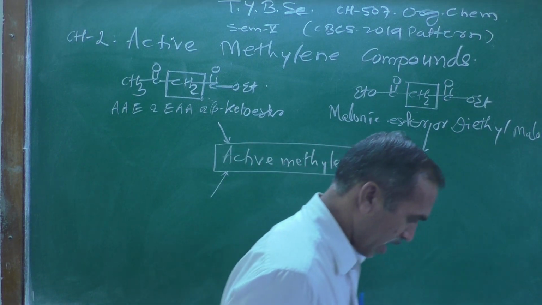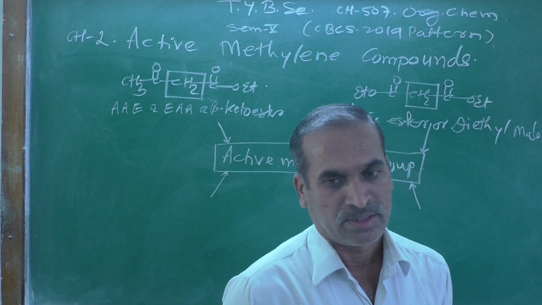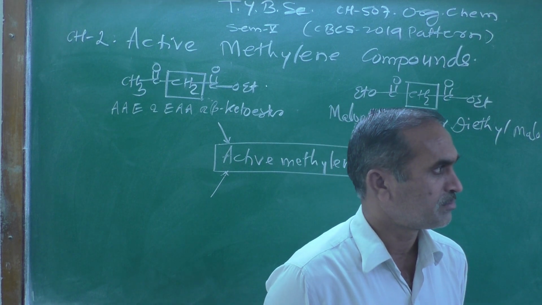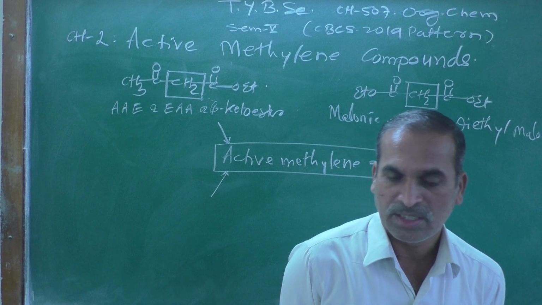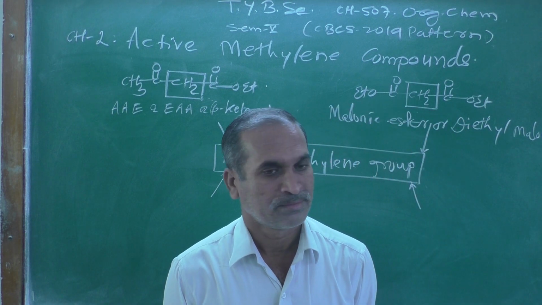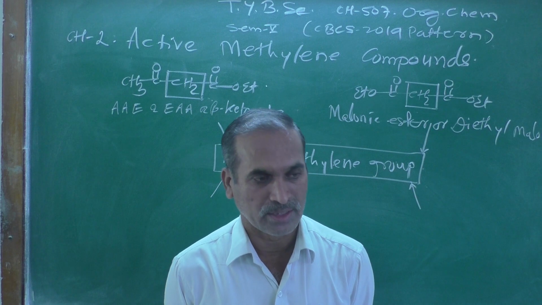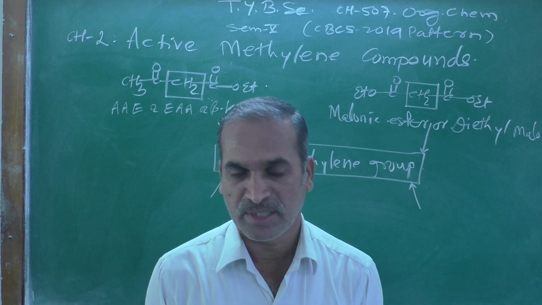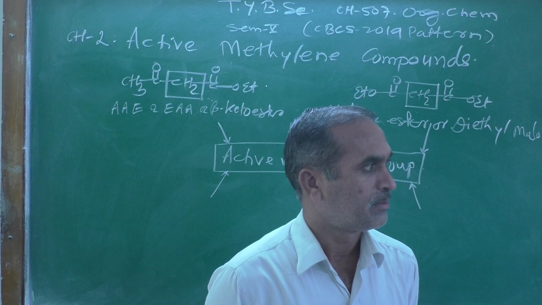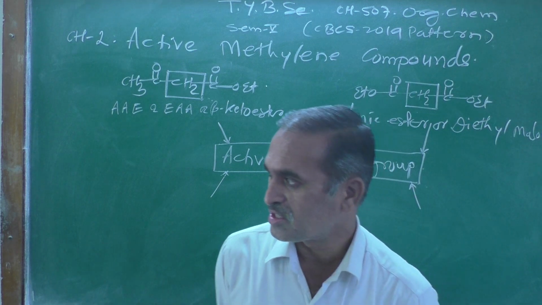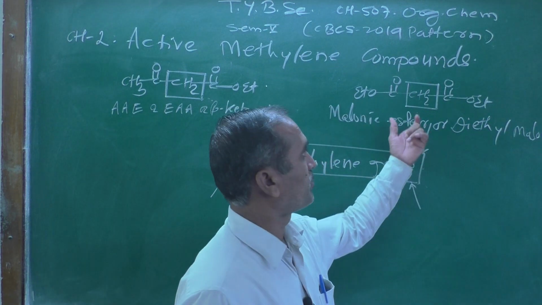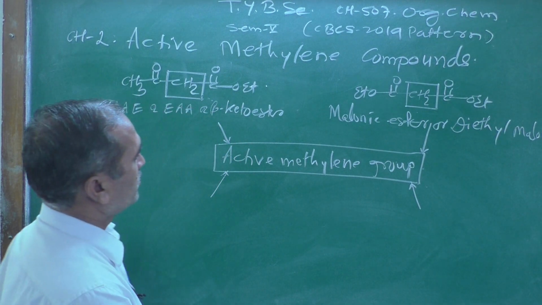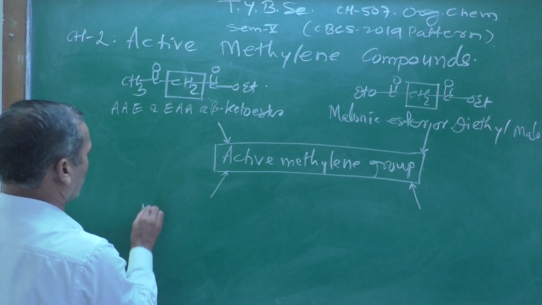Malonic acid on reaction with ethanol in the presence of sulfuric acid gives the malonic ester. An excess amount of ethanol is used for esterification, and the resulting compound obtained is called malonic ester or diethyl malonate. So let us see one more example here.